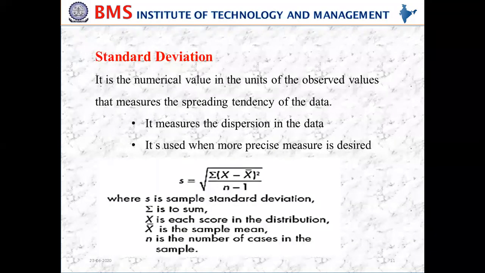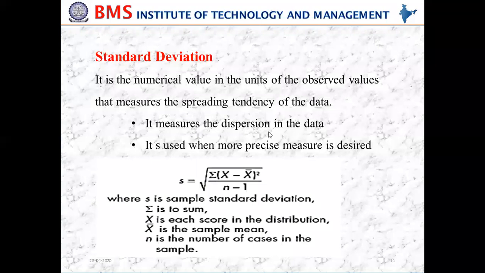Then we'll go to the standard deviation. Deviation is nothing but the difference between the actual value and the result you got. When you talk about the standard deviation, it will be calculated using this equation. It is a numerical value in the units of the observed values that measures the spreading tendency of the data.